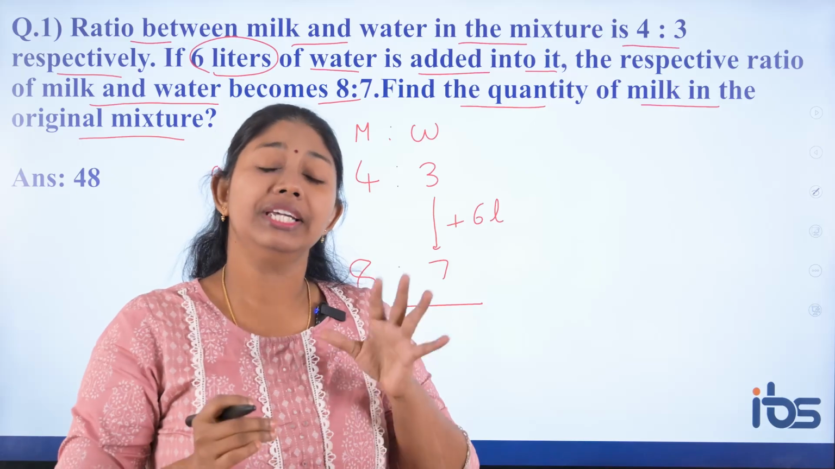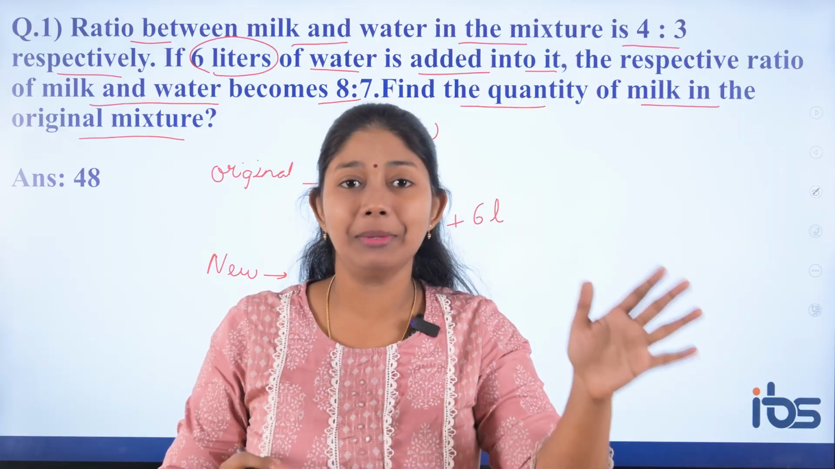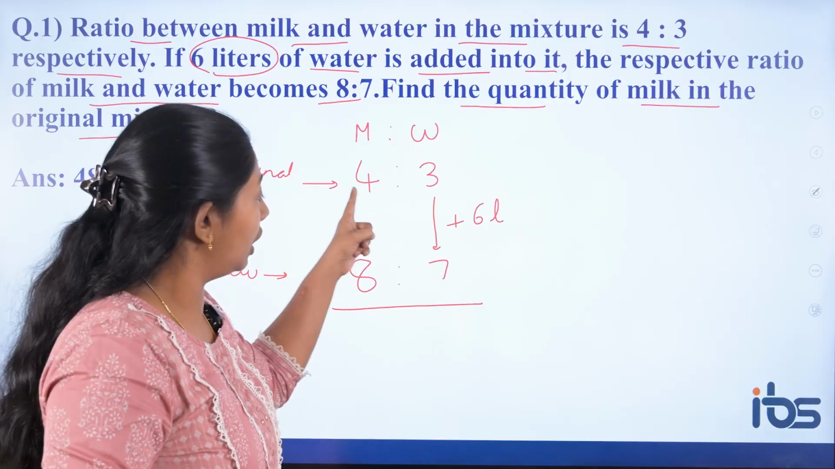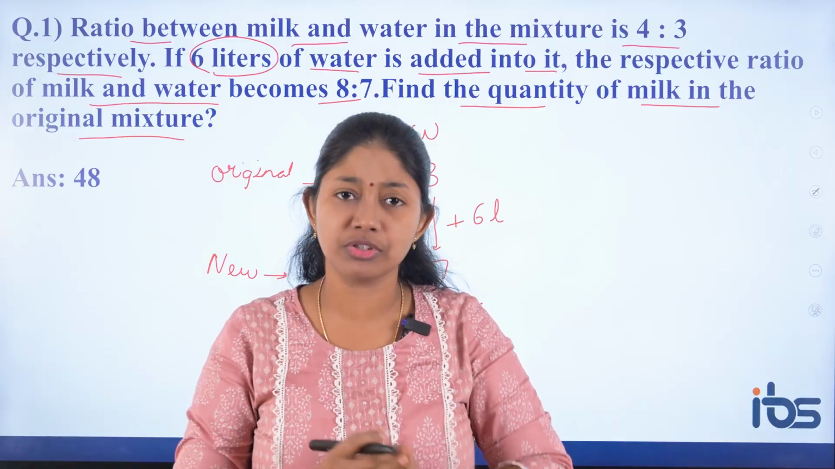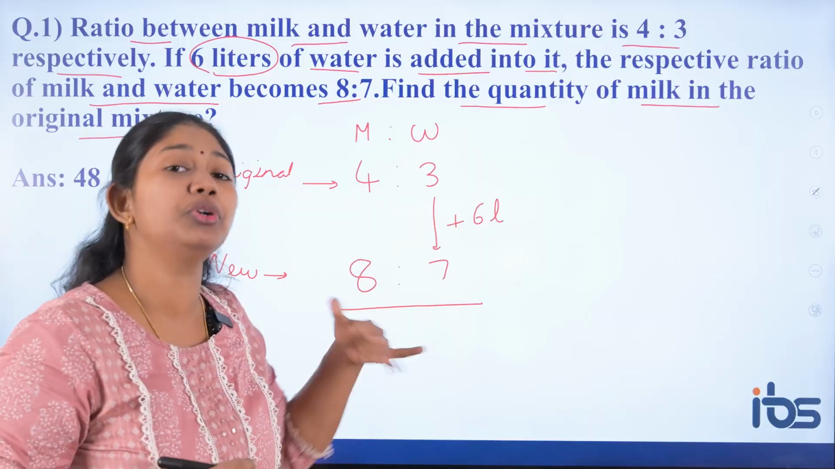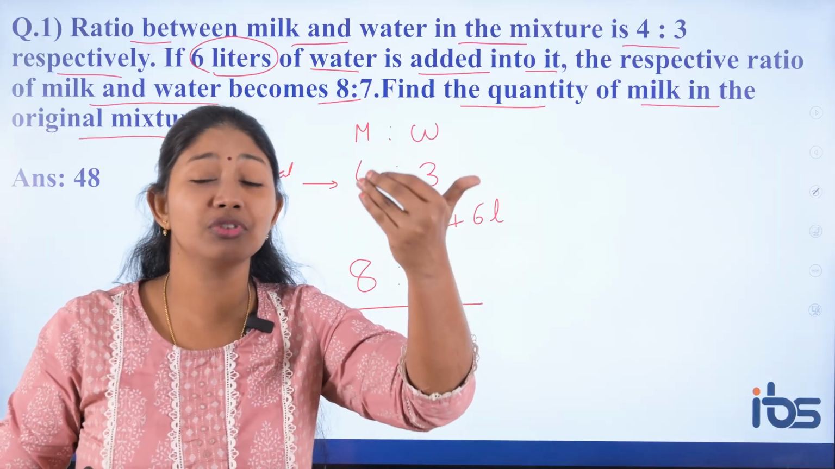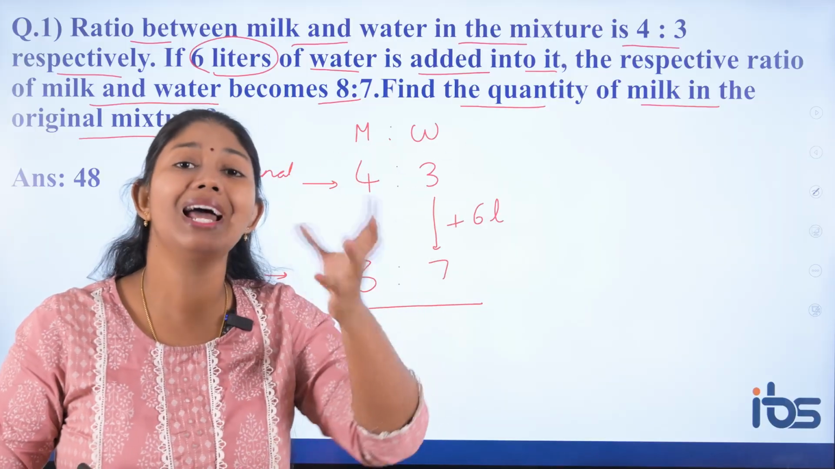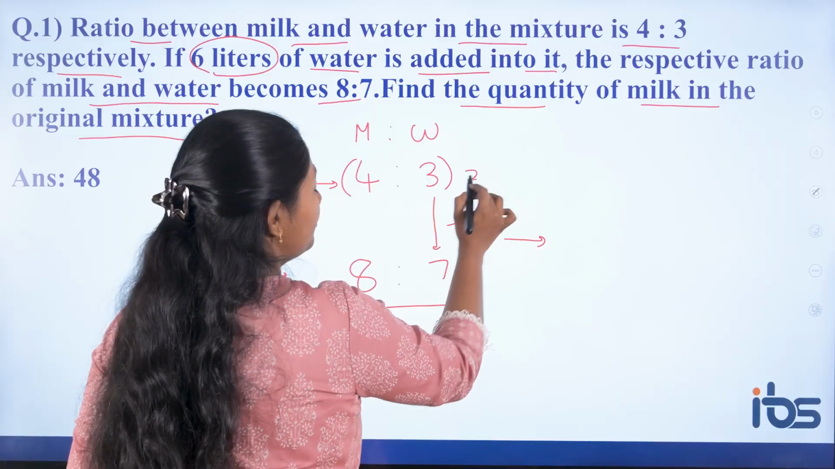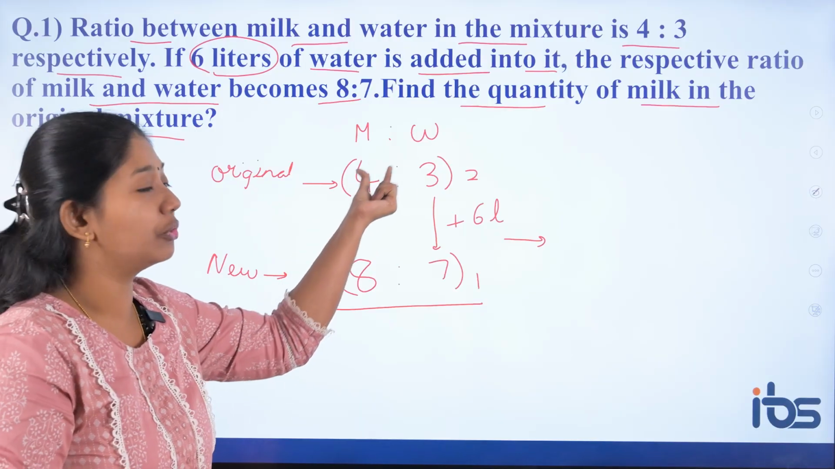Here we have added only water. You know mixtures are homogeneous, milk will be mixed with milk and water will be mixed with water. Initially we have 4 units of milk, now it has changed to 8 units. Is it possible? No, because we have not added any milk, we have added only water. So to keep that ratio the same, we have to take the LCM of 4 and 8, because you need to balance that. In order to balance, you have to multiply this whole thing by 2. LCM is 8. So you have to make these 4 units into 8 units.